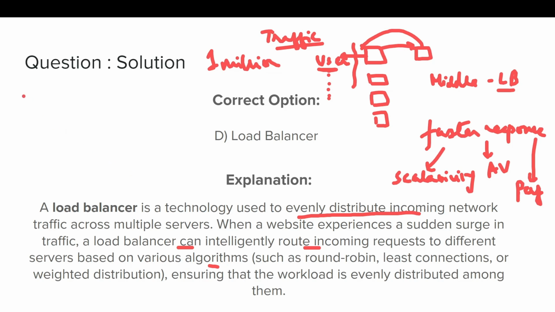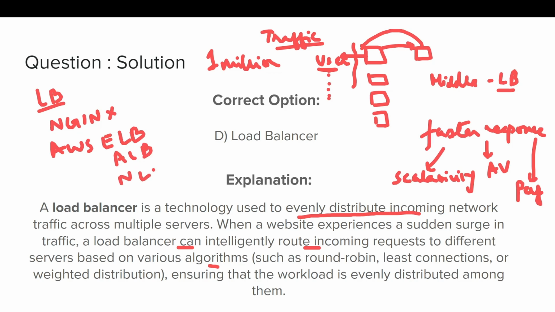So a good example of an LB would be the one which many of us used, an Nginx server. In case of AWS, we use AWS Elastic Load Balancer. There is application load balancer. There is network load balancer, each serving its own use case. So we first learned about this first basic building block called the load balancer.